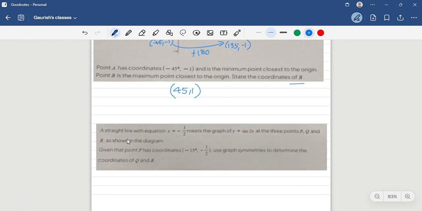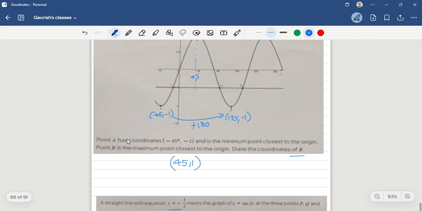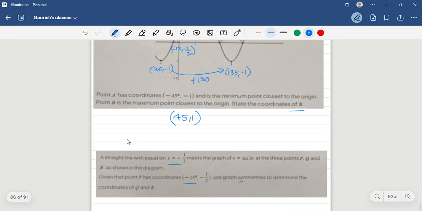Then the straight line is this. Okay, it means the curve at the point what? Minus 15 comma minus 1 by 2. Minus 15 comma minus 1 by 2 is this point. Minus 15 comma minus 1 by 2. So they have mentioned use the property of symmetry. Okay, yeah, so symmetry means over here.